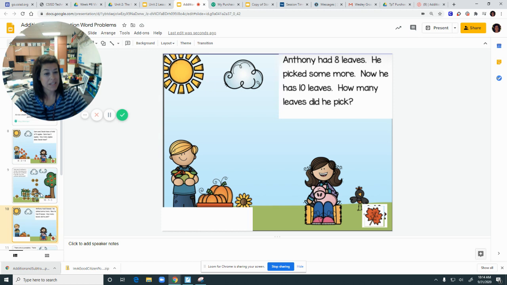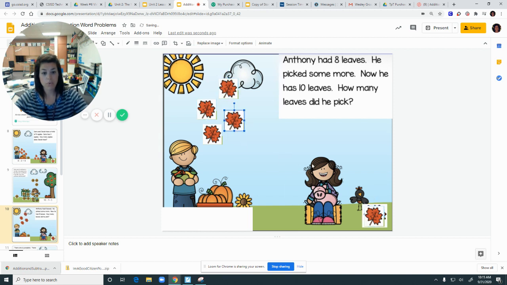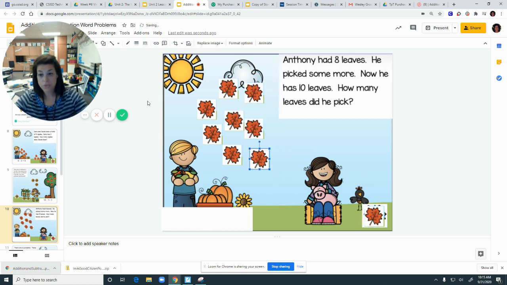Anthony had 8 leaves. He picked some more. Now he has 10 leaves. How many leaves did he pick? So we're going to go through and make sure that we look at each piece and we draw it. So Anthony has 8 leaves. 1, 2, 3, 4, 5, 6, 7, 8. Those are his 8 leaves.